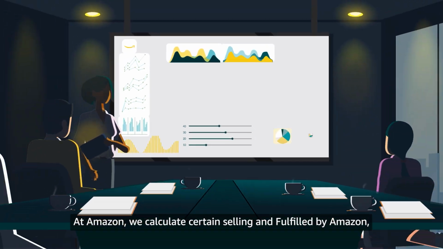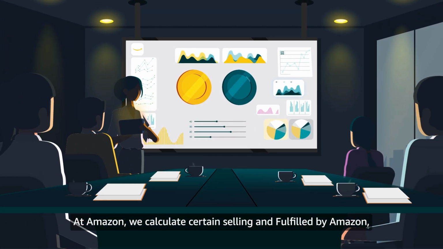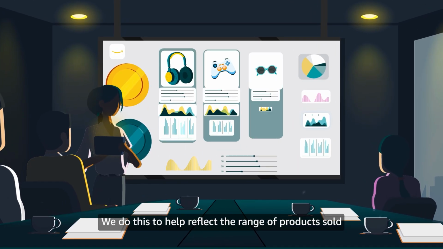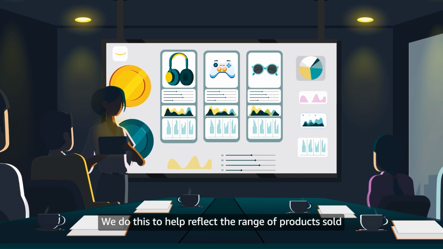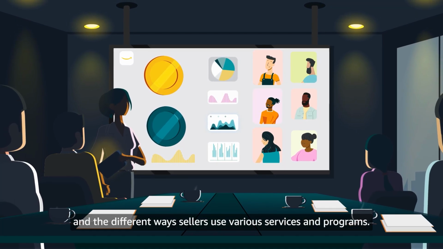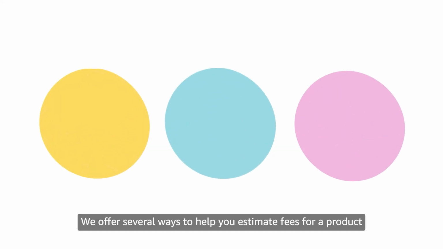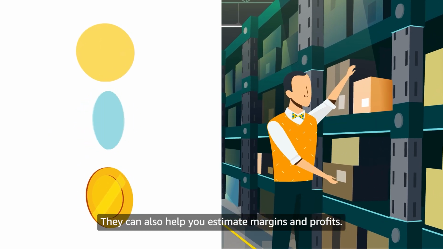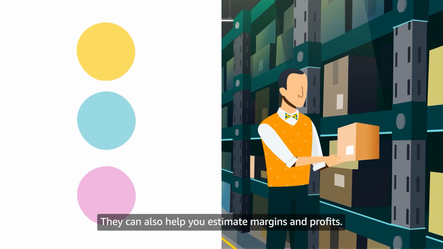At Amazon, we calculate certain selling and fulfilled by Amazon, or FBA, fees individually. We do this to help reflect the range of products sold and the different ways sellers use various services and programs. We offer several ways to help you estimate fees for a product in your inventory. They can also help you estimate margins and profits.